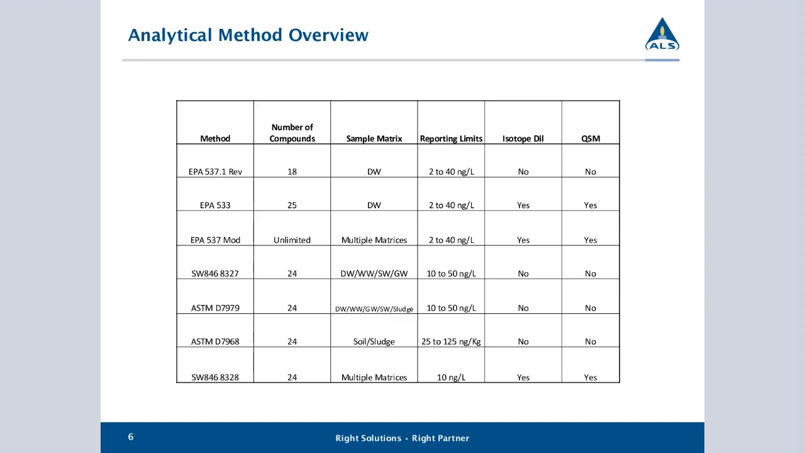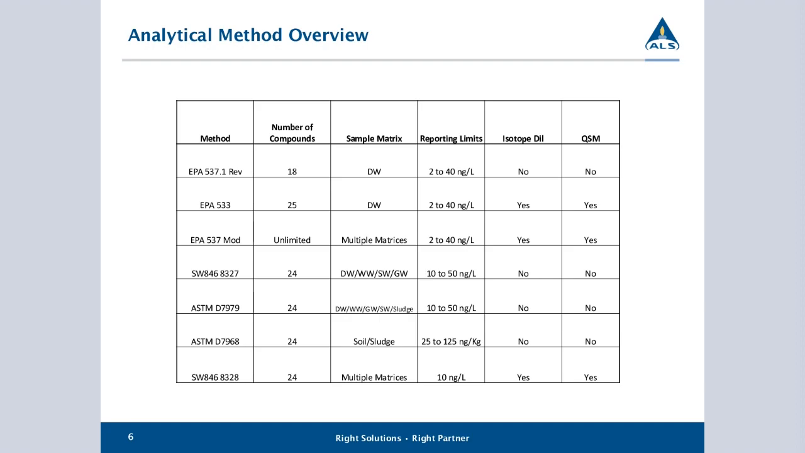Then you have the ASTM D8327, 24 compounds, mainly for waters: drinking water, wastewater, surface water, and groundwater. As you notice, the reporting limits are a little higher than the previous methods, and it is not isotope dilution or following the QSM. The same with ASTM D7979. You'll notice that 8327 and 7979 are very, very similar. They basically have the same compounds, look at the same sample matrices, and follow the same procedures. One's just an ASTM method. The other one is the SW846 method.